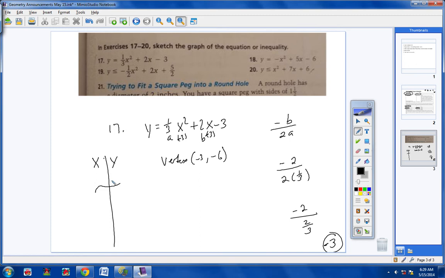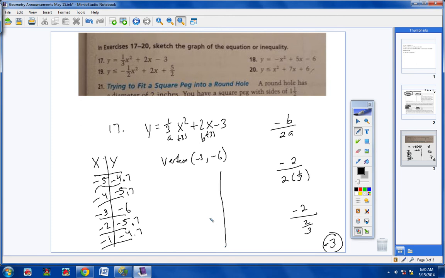And then you quickly make a table of values, and you put this right in the middle, negative 3, negative 6. There's your vertex right in the middle. And you go negative 4, negative 5, negative 2, negative 1. And here we go very quickly. I'm going to round these. Negative 5 is negative 4.7. Negative 4 is negative 5.7. Negative 2 is negative 5.7. And negative 1 is negative 4.7.